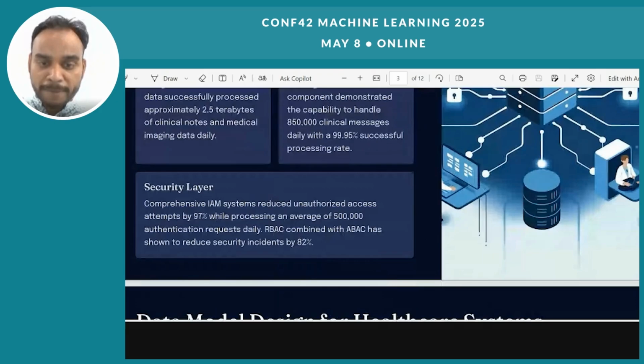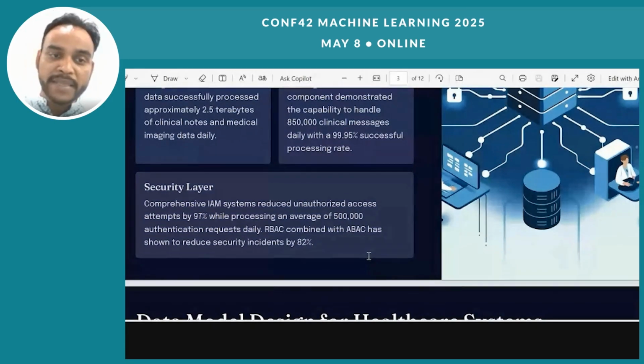The security layer. If we think about the security layer, comprehensive IAM systems reduce unauthorized access attempts by 97% while processing an average of 500,000 authentication requests daily. RBAC combined with ABAC has been shown to reduce security incidents by 82%. RBAC means role-based access control and ABAC means attribute-based access control.